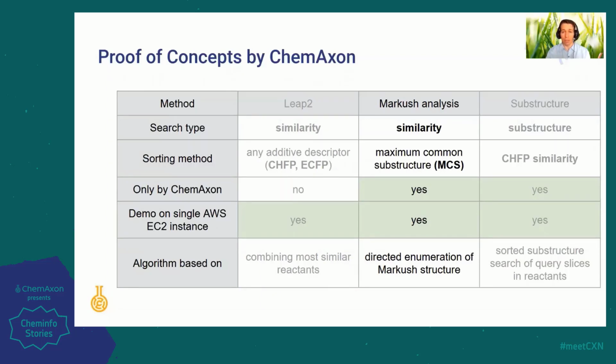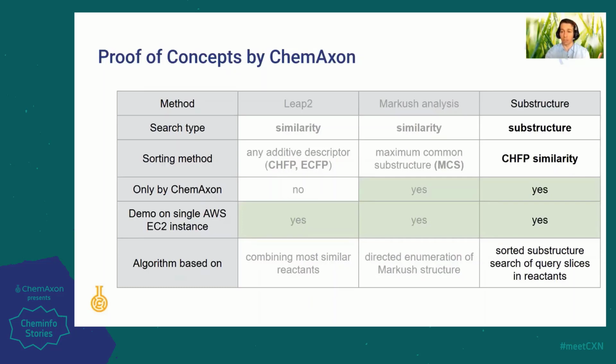The next algorithm is based on Markush analysis. It's also a similarity algorithm, and the sorting method is different here: the maximum common substructure. It was developed by Chemaxon internally, the whole algorithm, and it is an enumeration of the Markush structure. It's just directed in a way that we go only for the enumerants that are the most relevant for each enumeration set.